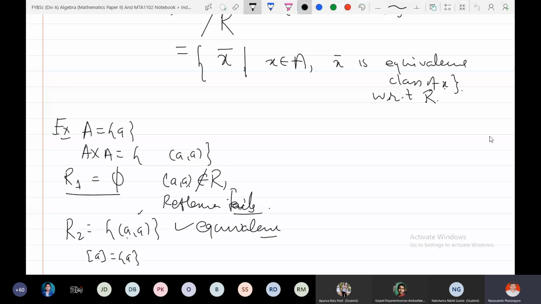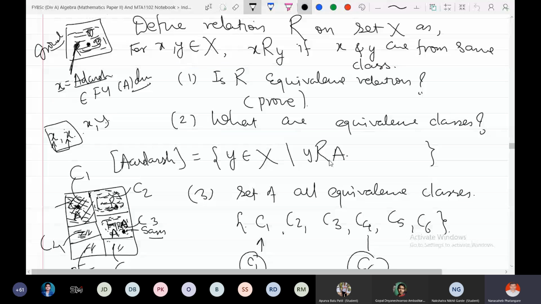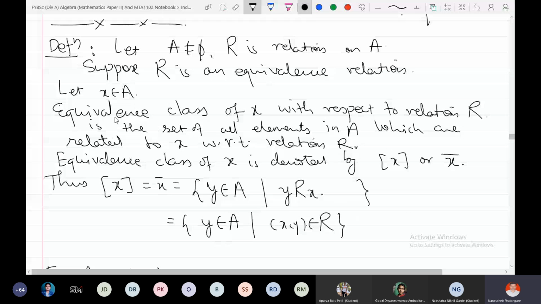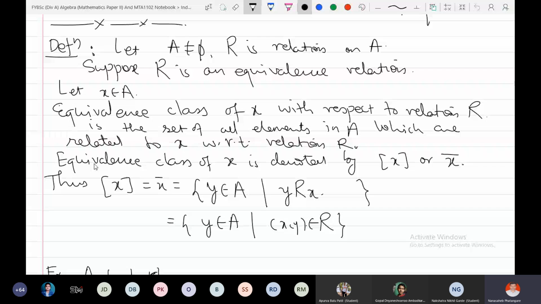Okay, so what we discussed last time, we discussed about equivalence relation, right? If it is reflexive, symmetric and transitive, then the relation is called an equivalence relation. Also we talked about equivalence classes. So what are the equivalence classes? R is the equivalence relation, X is an element in set A, then the equivalence class of X with respect to relation R is the set of all elements in A which are related to X with respect to relation R. So the equivalence class of X is denoted by this symbol.